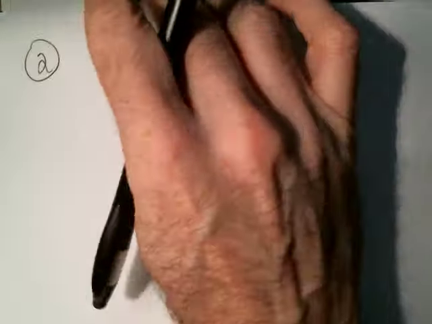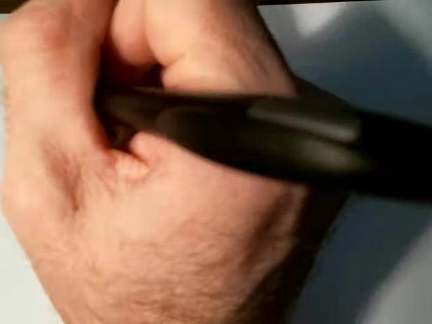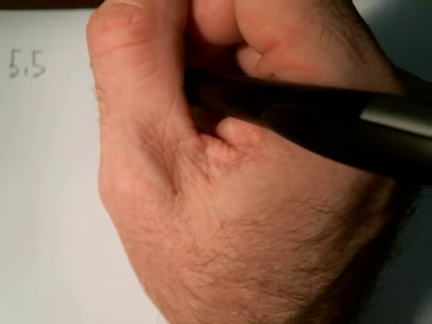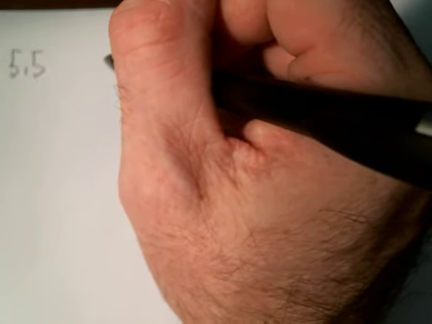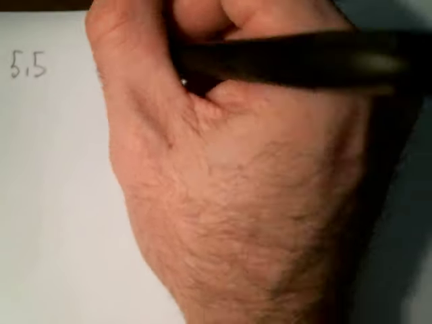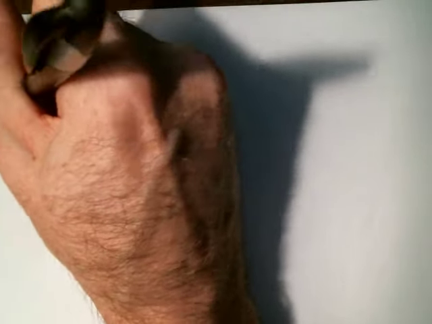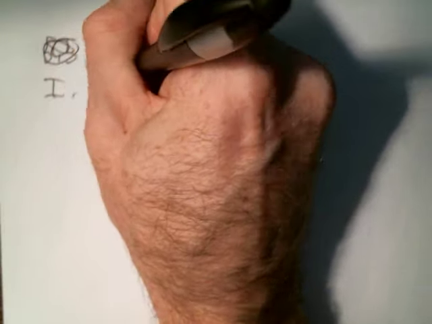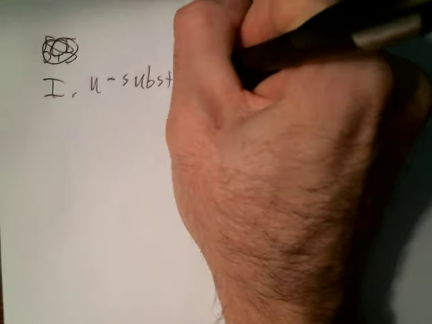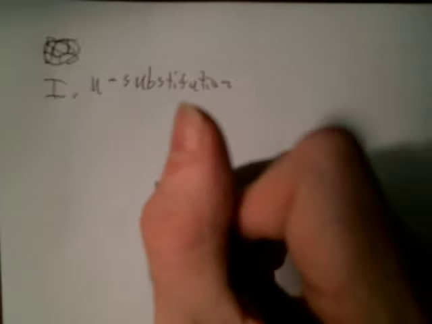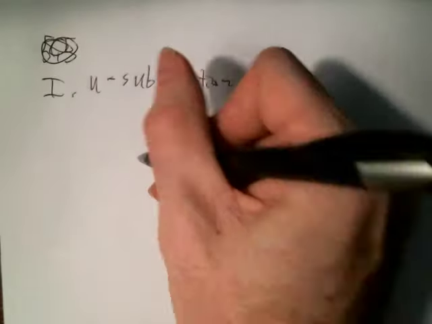All right, so let's get in there and take a look at it in all of its glory. We'll start with number 2. Let me title it: 5.5, integration by substitution. And we're doing U substitutions. So section 1 in my notes, U substitution. Okie dokie then. Let's look at number 2.